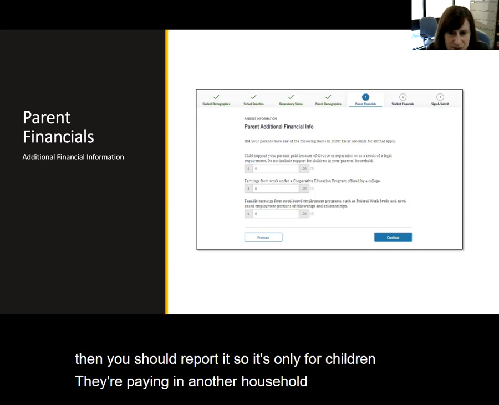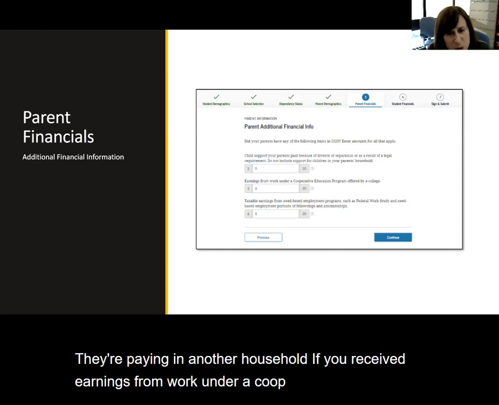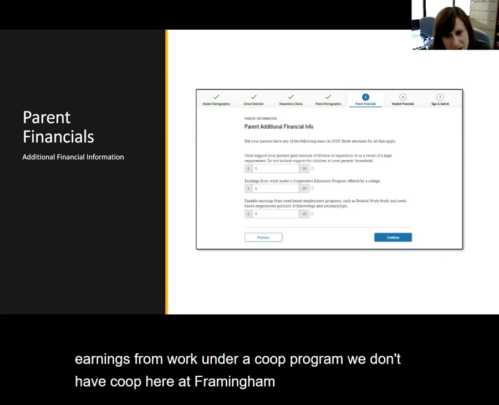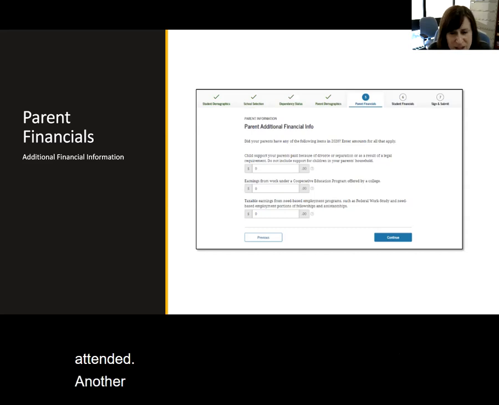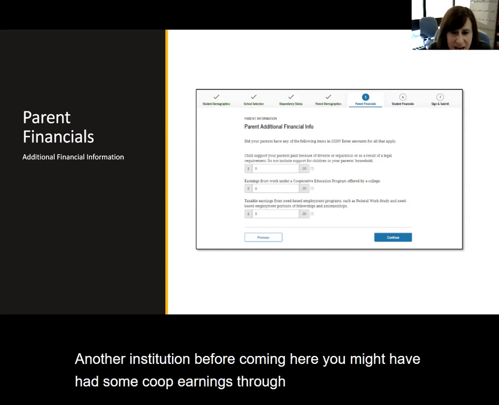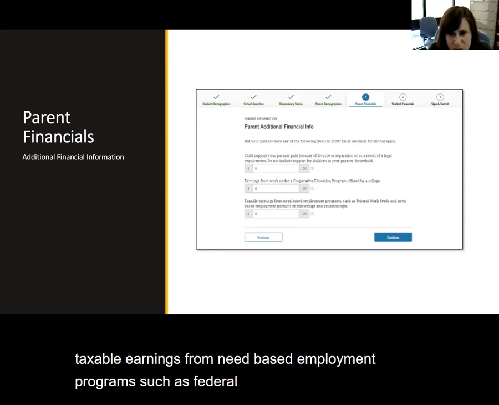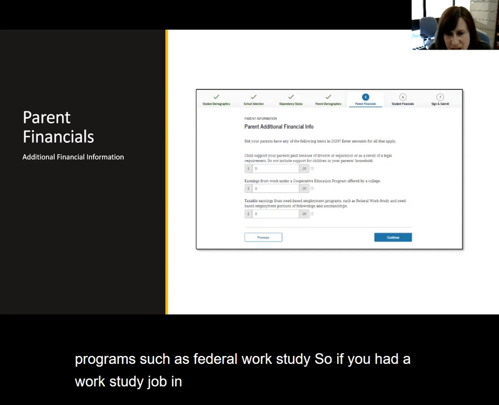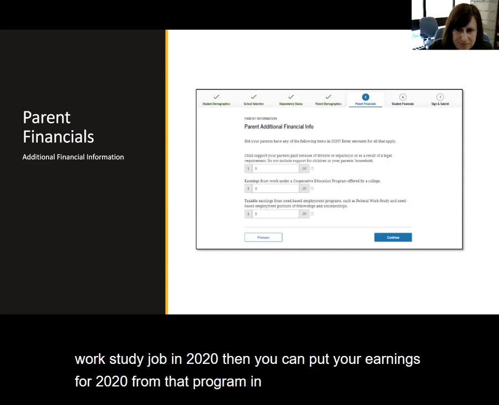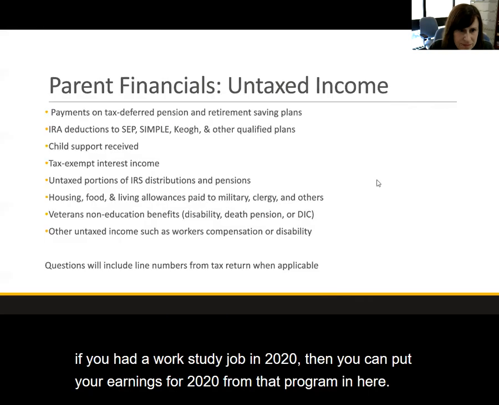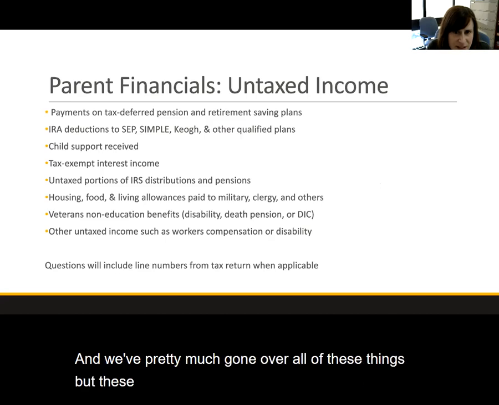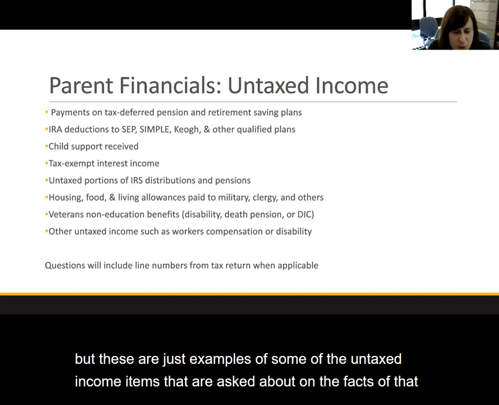If you received earnings from work under a co-op program, we don't have co-op here at Framingham, but if you attended another institution before coming here, you might have had some co-op earnings through that school. And then taxable earnings from need-based employment programs such as federal work study. So if you had a work study job in 2020, then you can put your earnings for 2020 from that program in here. We've pretty much gone over all of these things, but these are just examples of some of the untaxed income items that are asked about on the FAFSA that you would fill in when you get prompted for them.